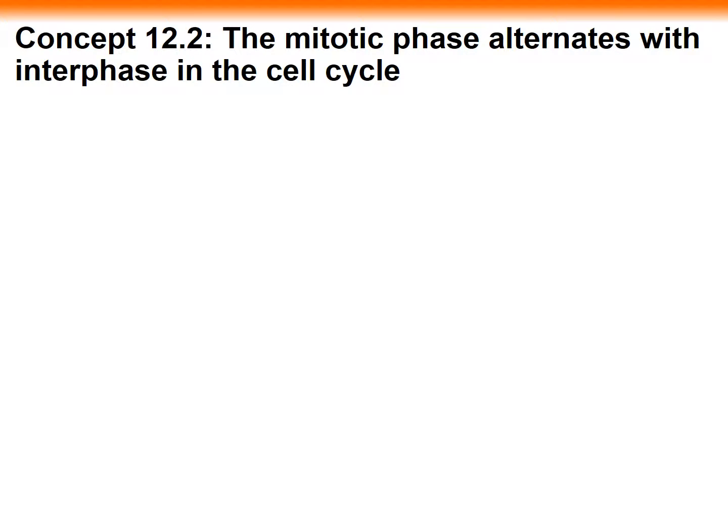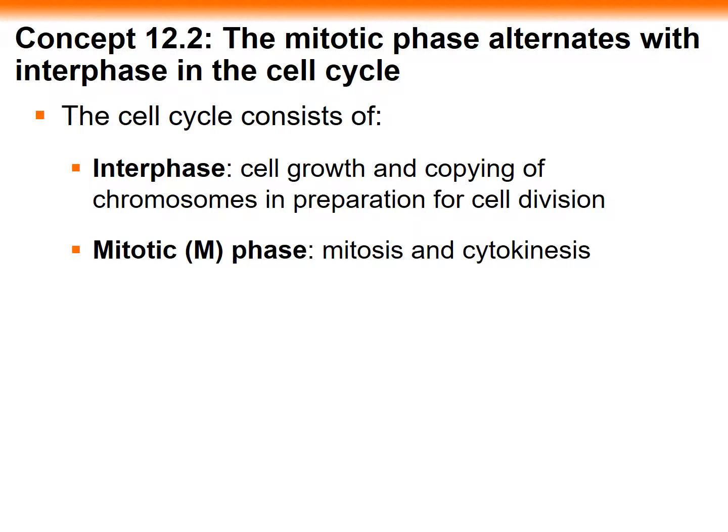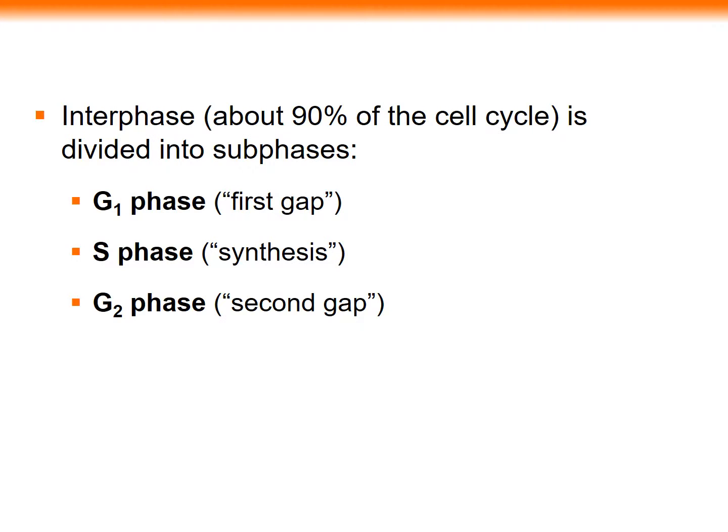Cell division is divided into two major parts, interphase and mitosis. During interphase, the cell is growing and functioning but not actively dividing, but it is preparing to do so by copying genetic material at one point. About 90% of the cycle is made up of interphase.